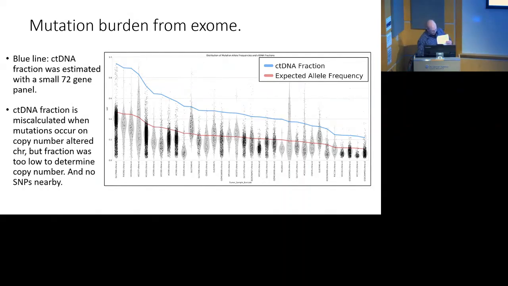One of our real sources of error seems to be this smaller guy here. You can see he was misestimated because the variants that were found were on copy number amplified chromosomes, but we didn't have enough ctDNA fraction in order to figure out if there was a copy number amplification there.